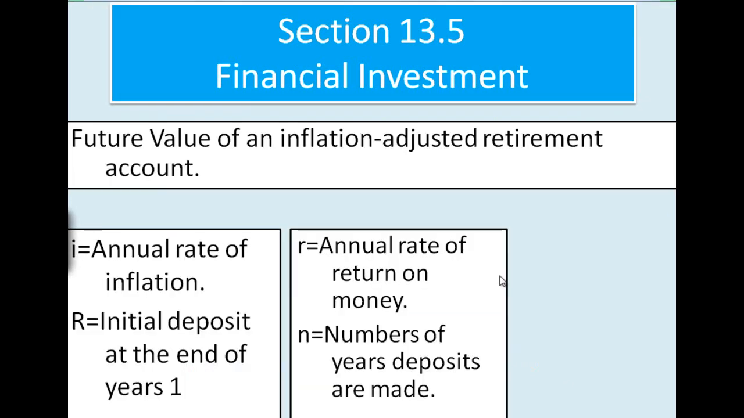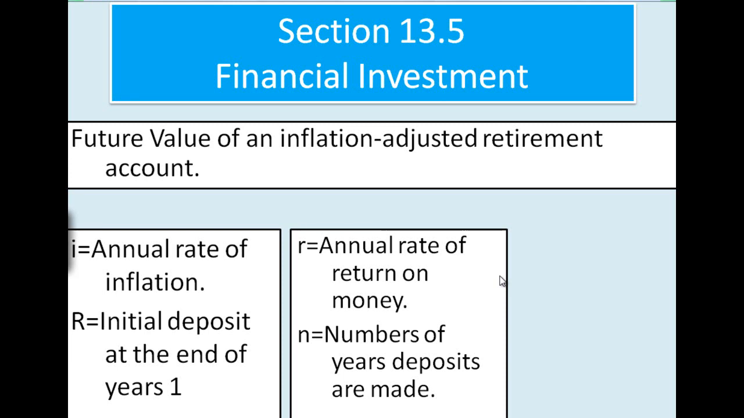Okay, now finally we study the two enemies we have when trying to create your retirement account. The first enemy is inflation. So, the future value of the inflation-adjusted retirement account. This is a formula that considers that inflation decreases the purchasing power of your money. Now, to adjust for it, to cancel out somehow the effect of inflation, you put in not a fixed amount, you put in an increasing amount.